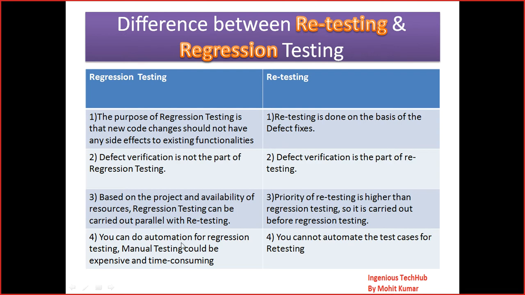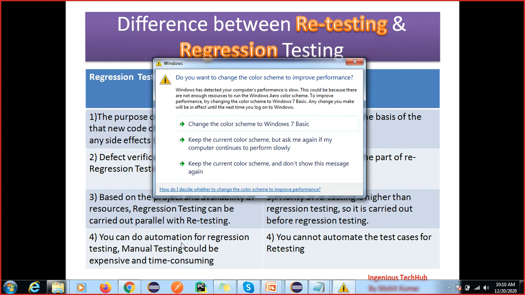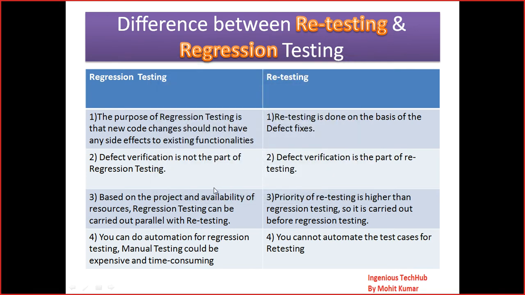You can do automation for regression testing. Manual testing could be expensive. Any application is developed only one time, and after that we provide maintenance, right? So when you do regression testing manually, it will take more time because you have to test both the new functionality and the existing functionality. That's why automation is required in the industry, to save time on this manual task.